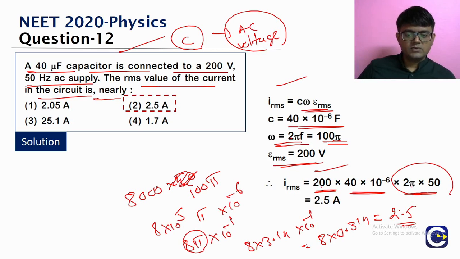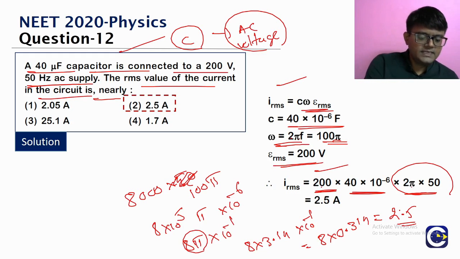Okay, so here the only thing is, whenever any AC power supply voltage is given, it represents the RMS voltage. And RMS voltage and RMS current are related. So what is the formula? IRMS is equal to what? Since it is a pure capacitor circuit, IRMS will be equal to ERMS by XC. Okay, so what is the answer for this? It is option 2.